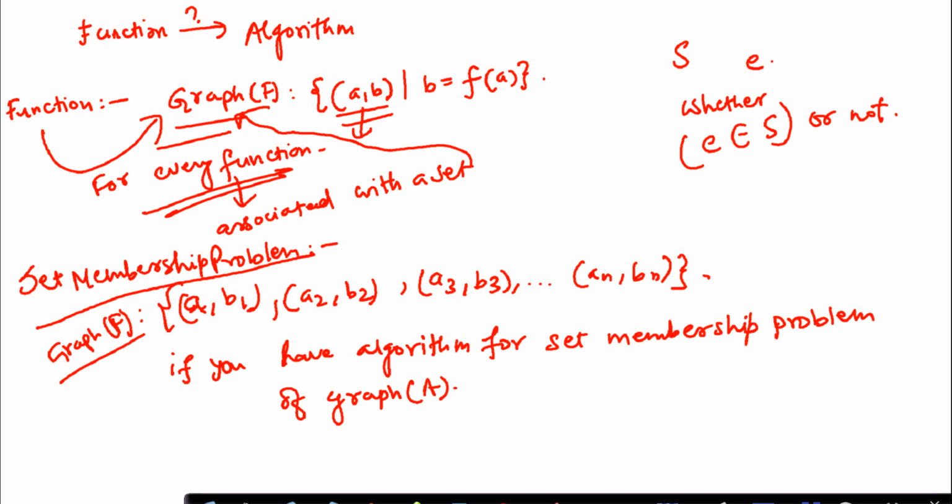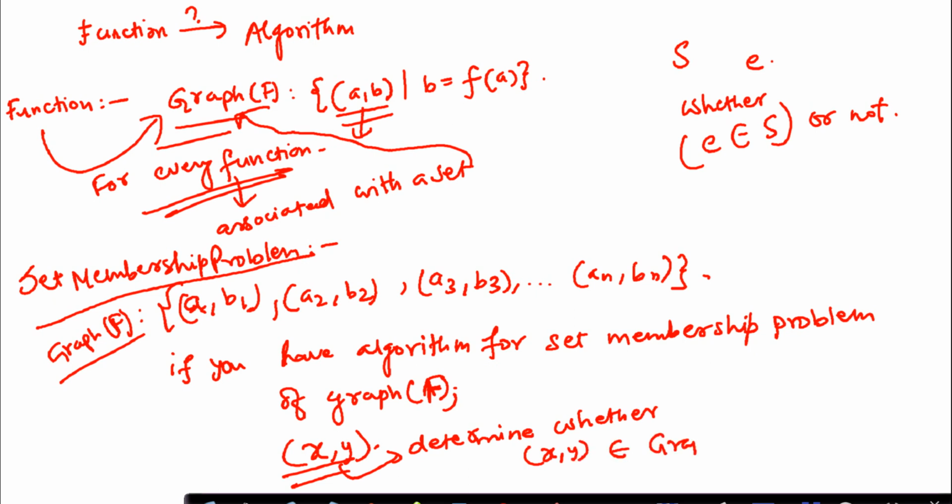If you have an algorithm for the set membership problem of the graph of f, what does this mean? It means that you will have an input, let's say (x, y), and you can determine whether (x, y) belongs to the graph of f. What is x here? The input. And what is y here? The output, which is f of x.